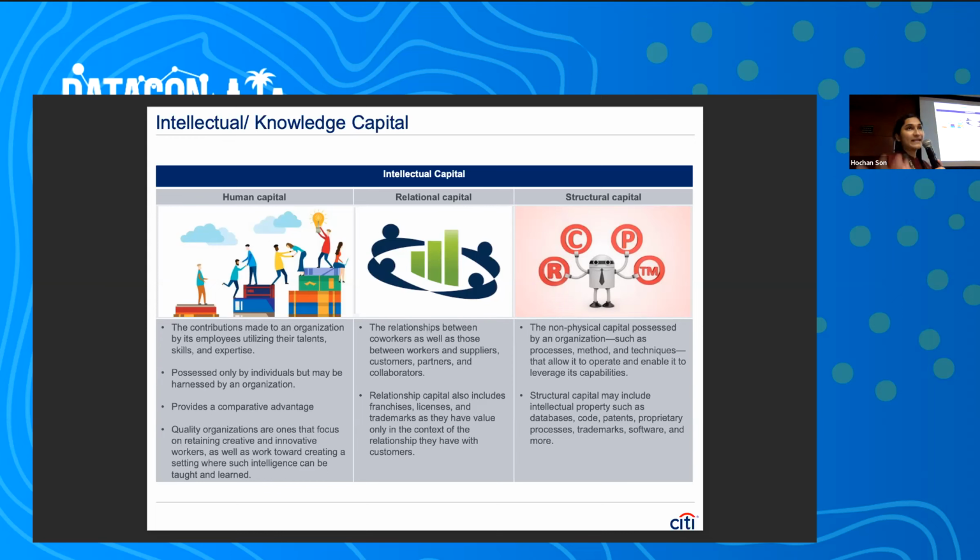Human capital is basically the contribution made to an organization by its employees. So basically employees' knowledge and their skill sets that the organization uses to drive its business outcomes. So these come under the human capital category. What do they provide to an organization? Definitely a competitive advantage, because a company is as good as its employees. And we can use this insight in our work. Our hypothesis is that quality organizations are the ones who know how to utilize their human capital in an optimum way, so that can lead to financial returns in the future.